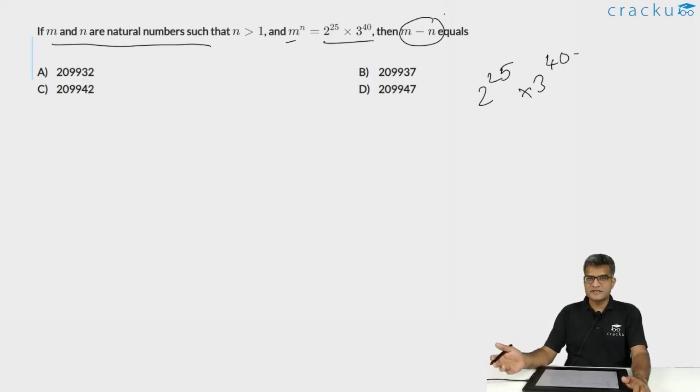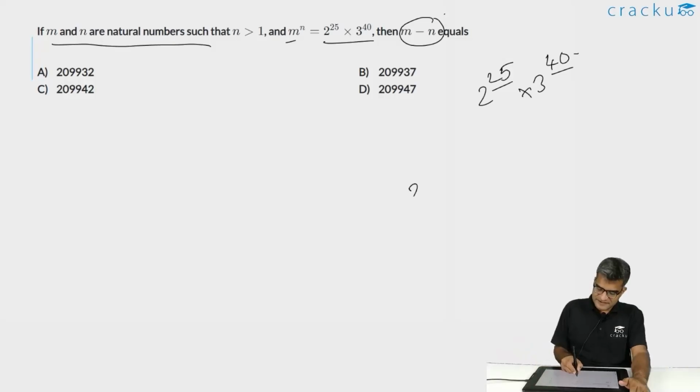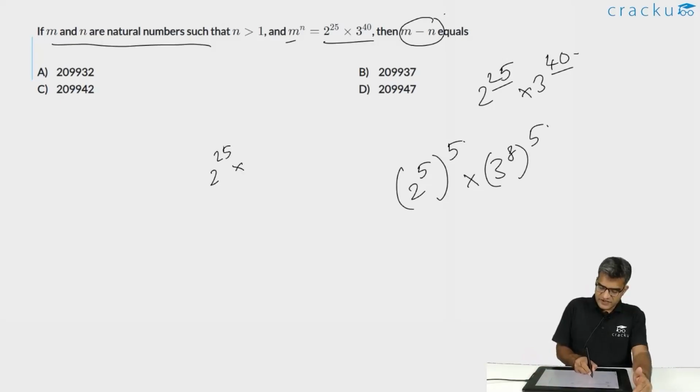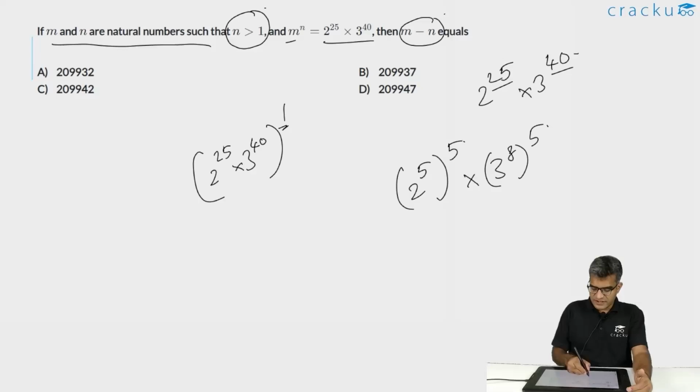Now you would notice that the only way this is possible is because 25 is 5 into 5 and 40 is 8 into 5. The only way this can actually be done is if this is 2 to the power 5 whole to the power 5 into 3 to the power 8 whole to the power 5, because we want the power to be the same. Another way to do it would be writing it as 2 to the power 25 into 3 to the power 40 whole to the power 1. But in this particular case, the value of n will be 1. We are told that n is greater than 1. So that is not possible.